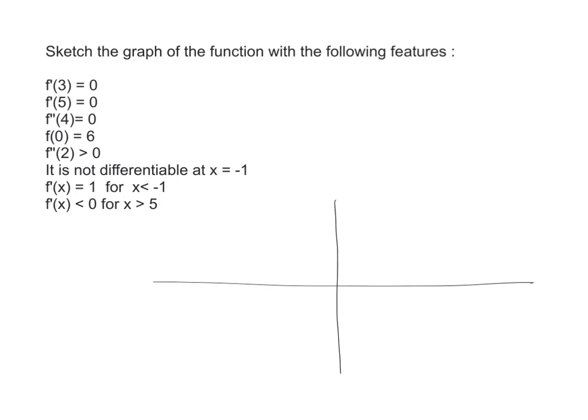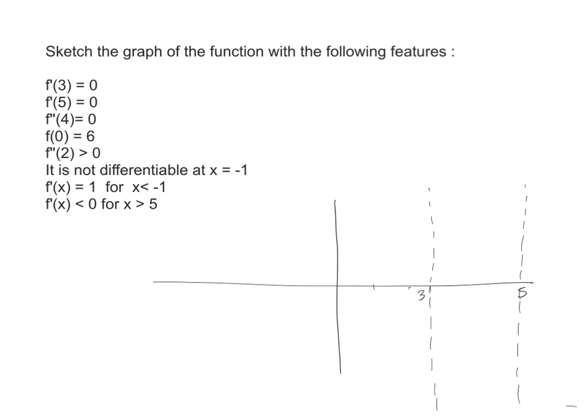It's telling us that f'(3) equals 0, so that's telling us that the gradient when x equals 3 is 0. What that means is, we know the gradient is 0 at a stationary point, so somewhere along that line where x equals 3, we've got a stationary point, either a maximum, minimum, or point of inflection. It also tells us that f'(5) is 0. Okay, so the gradient when x equals 5 is also 0. So we've got another stationary point, max, min, or point of inflection.